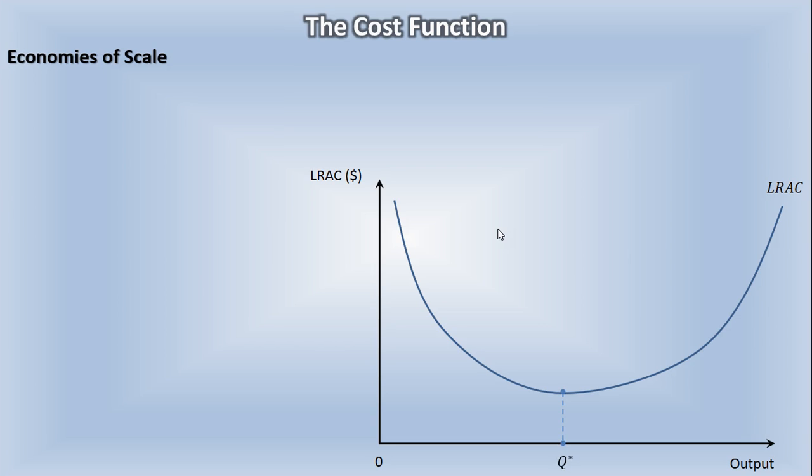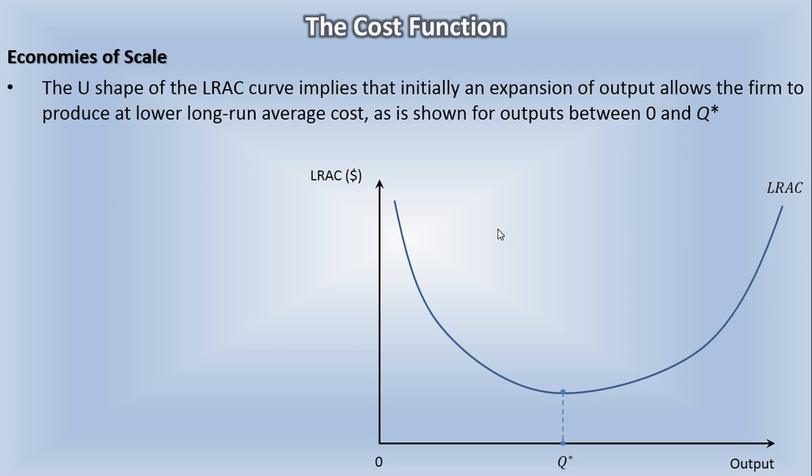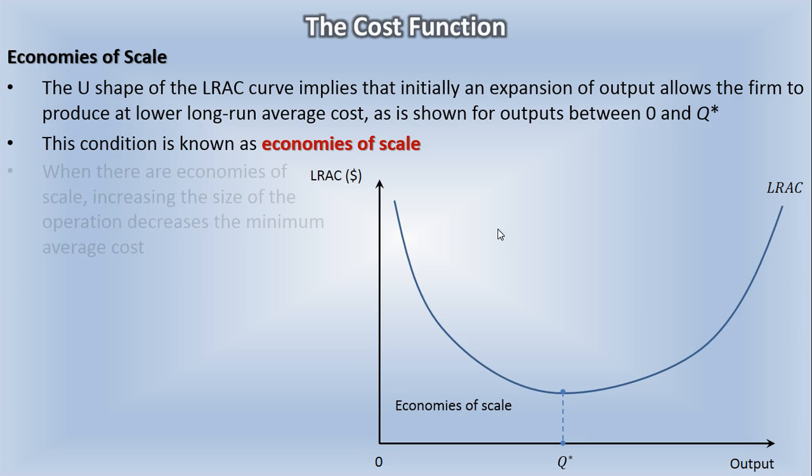So given the nature of long run average costs, then we can talk about this thing called economies of scale. So the U-shape of the long run average cost curve implies that initially an expansion of output allows the firm to produce at lower long run average cost, as is shown for outputs between 0 and Q star. So in the long run, as you increase your amount of capital to get to those new short run situations, you are going to benefit from decreasing average total cost. That is known as economies of scale. You will be taking advantage of economies of scale. As you get bigger, your average cost of producing will decrease in the long run.